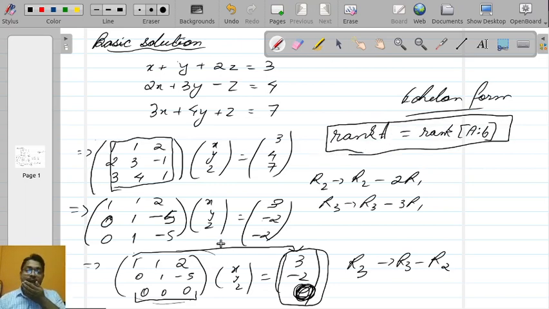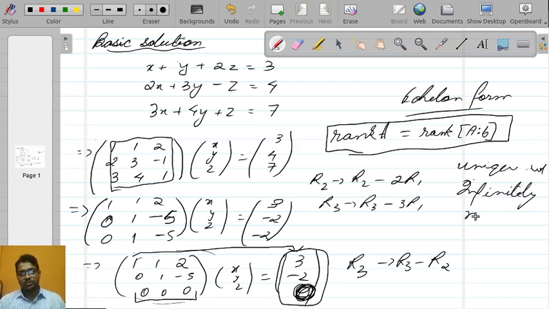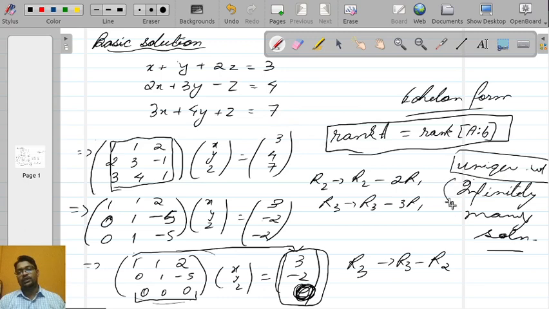And what are the types of solutions? Either we have a unique solution or infinitely many solutions. These are the two possibilities. If we have a unique solution, then there is only one set of values of x, y and z that satisfies the equations.